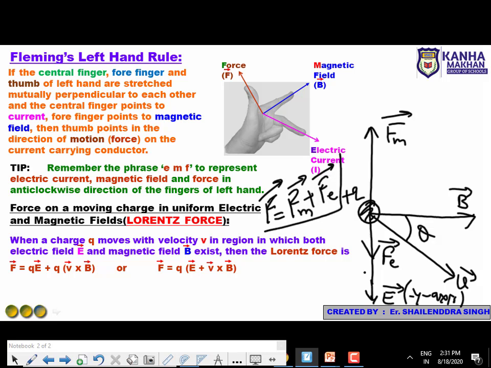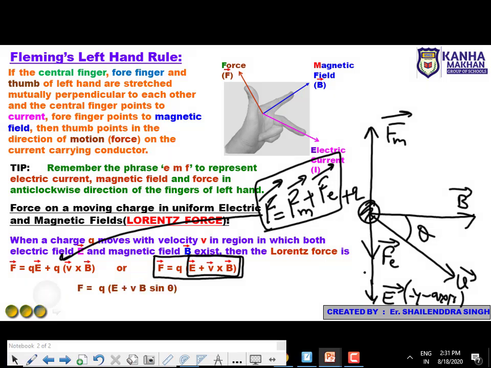Is it clear or not? That particular formula is given here, and that particular formula will provide you this result. Therefore, we can say the vector form of the force is equal to q (vector E plus vector v cross B). So finally, we get the result: the magnitude of that particular force F equals q v B sin theta, and its unit is Newton.